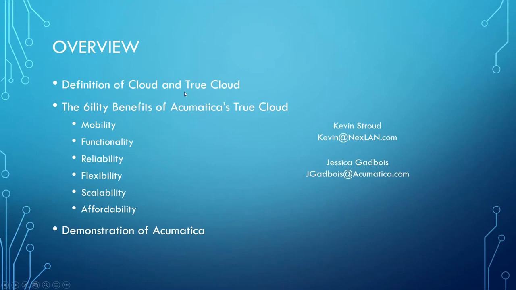Here's an overview of what we'll be hitting. We're going to talk first about the definition of cloud. A lot of people have heard about cloud. And what is cloud? And I'm using this term called true cloud. What is true cloud? We'll get that defined. We'll talk about how Acumatica's use of what we're calling true cloud provides benefits in the following areas: mobility, functionality, reliability, flexibility, scalability, and affordability. And if you pay attention, I'm going to probably sneak in a couple more ilities along the way.